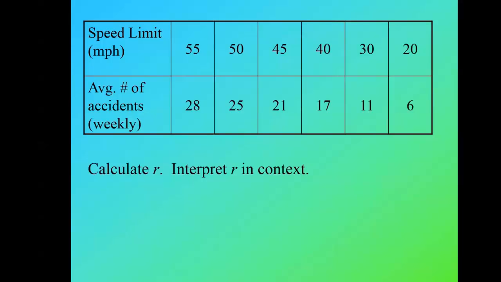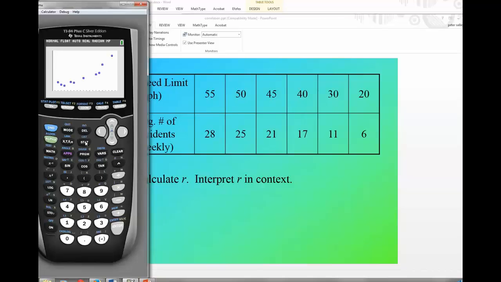Okay, so let's take a second and type this into the calculator, and then I'll show you how to get r. We're going to start by inputting our data into stat list. So I'm going to clear out these other numbers and then just type in that. I'm going to fast forward this so you don't have to watch me type.